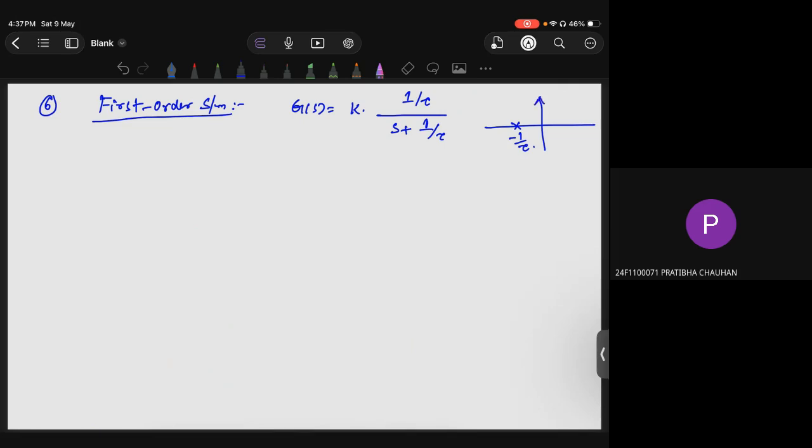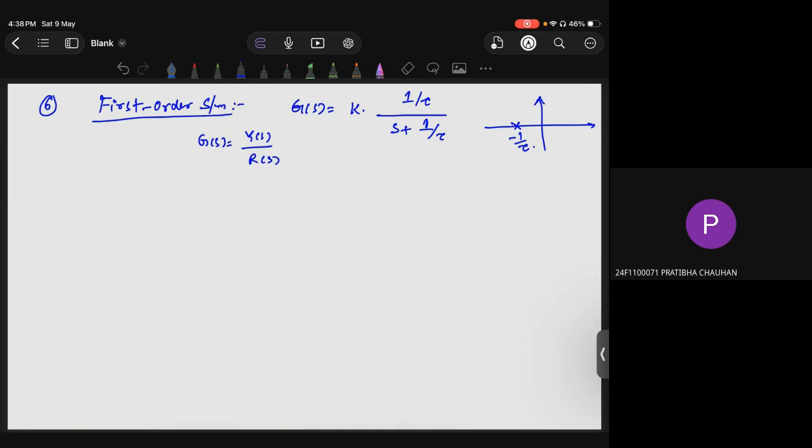Okay, so first order system. In the first order system, based upon the input, this is the transfer function, right? So transfer function G(s) is nothing but output by input, Y(s) by R(s). If R(s) is the unit step, ramp, or any other, we'll have different functions.